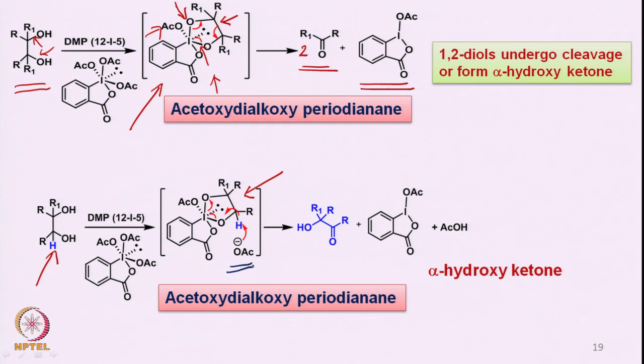This acetate ion which has come out in this reaction can take up the proton from here and then can make the alpha hydroxy ketone, and you generate the reduced species from the corresponding oxidizing agent. So there is an easy way of converting into the alpha hydroxy ketone or a cleaved product.